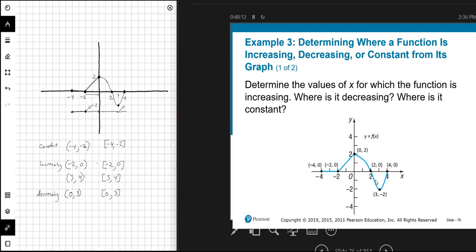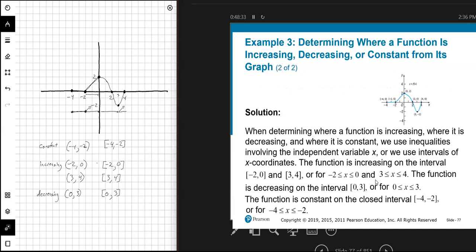Now, the value of a function is the y values. And so if you say the y values are increasing, then the function is increasing. So that's because f of x equals y. So they'll go through, yeah. They also did the interval in inequality for each of those.